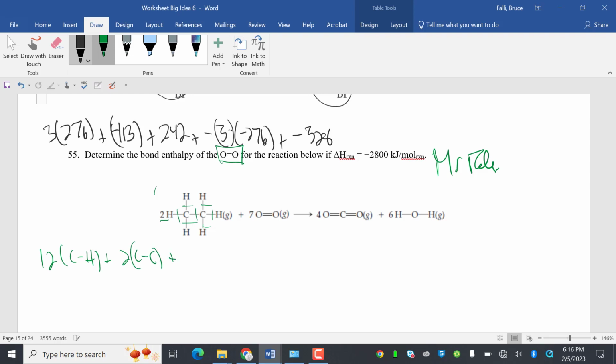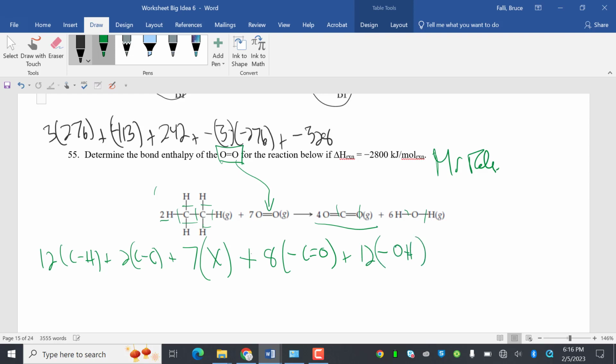Then I have plus 7. I'm going to call that X because that's what I'm going to solve for, because that's O double O. Plus, this is my negative side. So I got 2 times 4, 8 negative C double O's, plus 2 times 6, 12 negative OH's, O to H. And then that's going to equal negative 2,800.